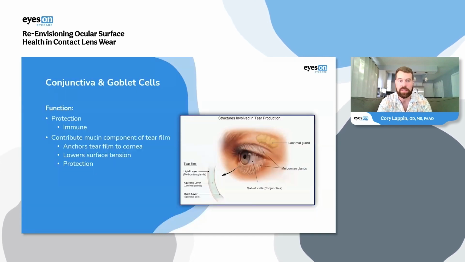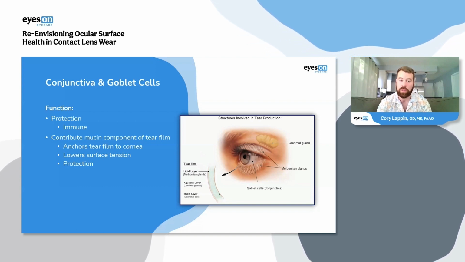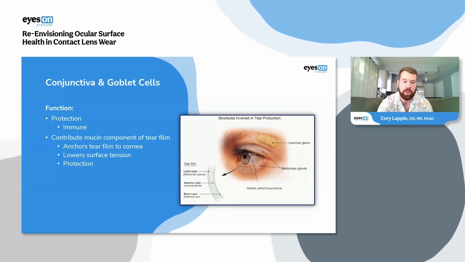And then we look at the conjunctiva, and it's going to contain goblet cells and immune cells. So it's really going to help with protection. And of course, the goblet cells are going to produce the mucin component of tears, which is going to help anchor the tear film onto the corneal surface. And it's also going to lower surface tension. And like I said, it's going to provide that immune protection.